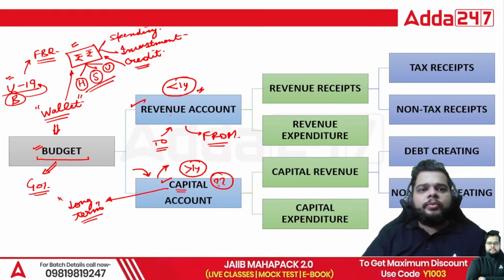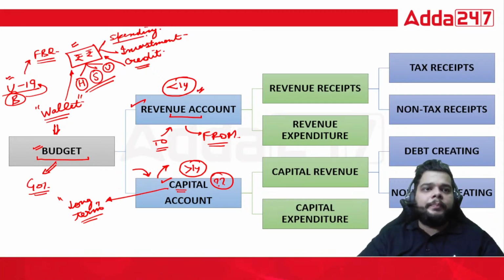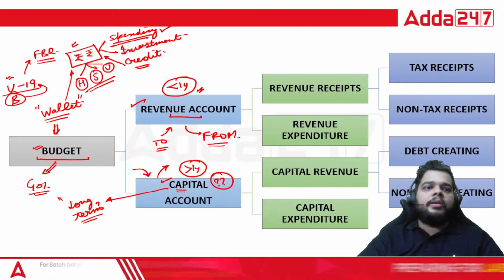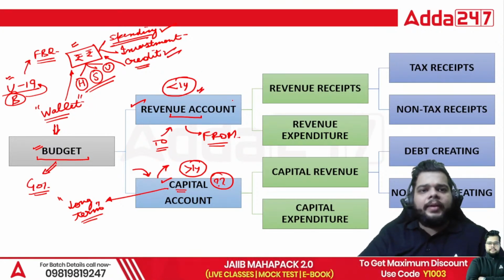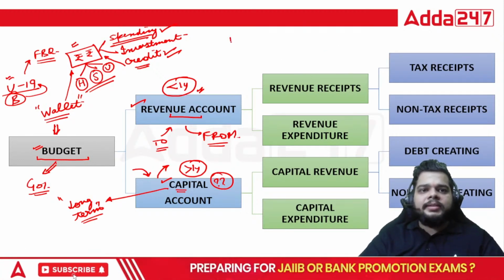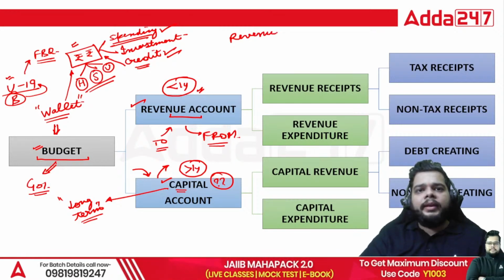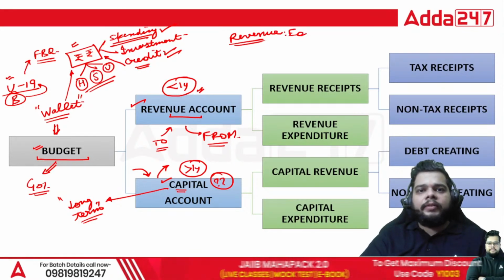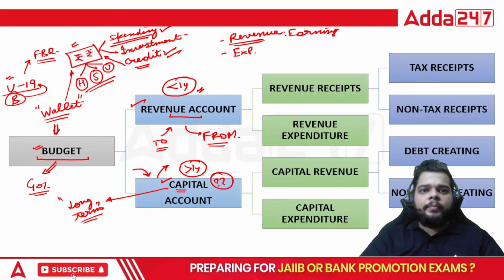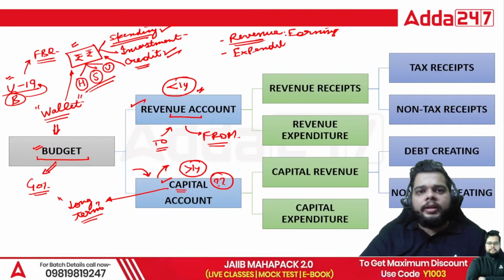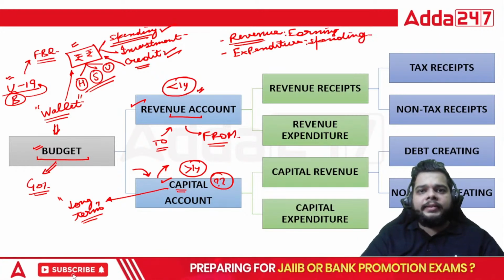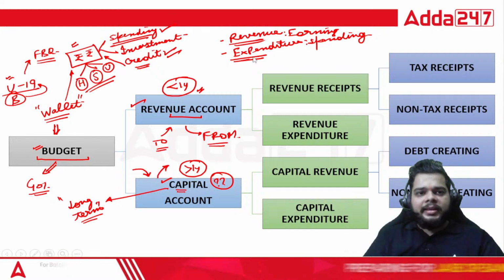Now, as you know, there are two basic aspects of a particular wallet, that you will either be spending or some money will be credited to your account. Likewise, in the revenue account and capital account also, we have something which is known as revenue. Fine. Revenue is what? Your earning, whatever you are earning. Then we have the expenditure. The second component is expenditure. And what is this expenditure? That is your spending. Fine. So expenditure as well as revenue are the two core aspects of any account.